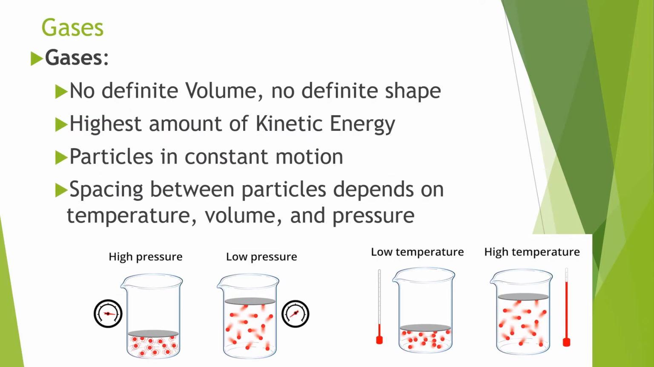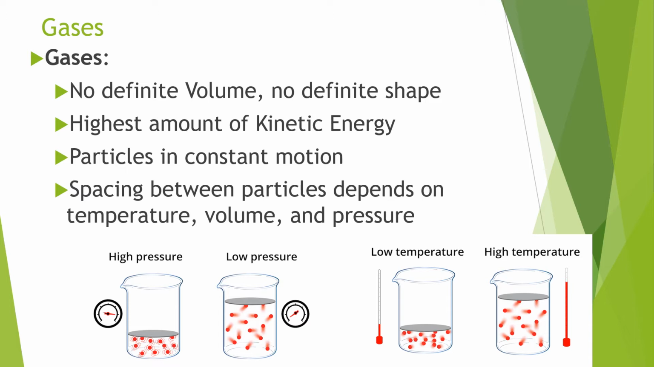So last but not least, we're going to move on to gases. This is going to be kind of the bulk of this unit. So gases don't have definite volumes or definite shape. So gas is going to take up the shape, the volume of whatever container it's in. It has the highest amount of kinetic energy, so their particles are in constant random motion. They're constantly colliding with one another. And the spacing between those particles is going to be dependent completely on the temperature, the volume, or the pressure.